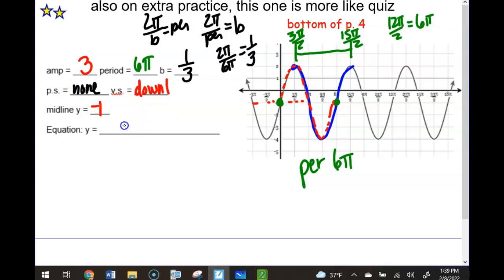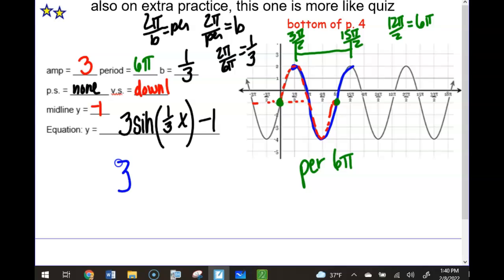Okay, so someone tell me the equation. Alexa? 3 sine theta divided by 3 minus 1. Okay, you can do theta divided by 3 or 1/3 theta or 1/3 x, I don't care. And then a minus 1 was the midline.